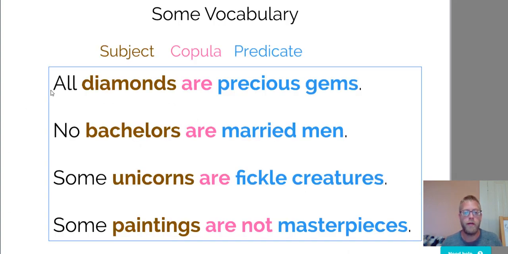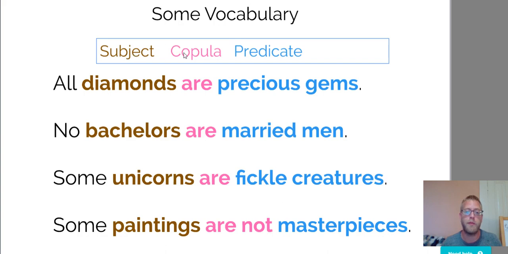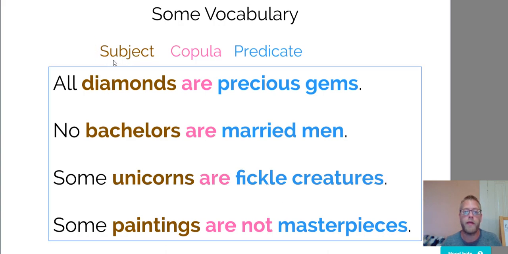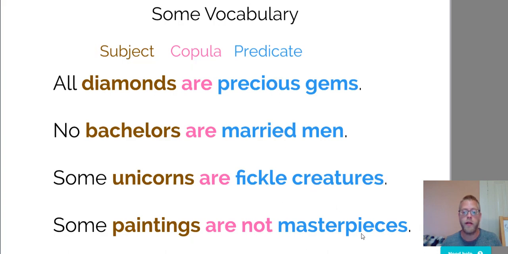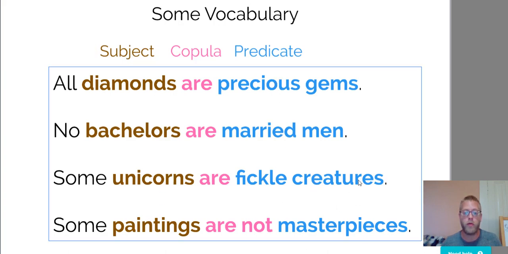So here I've put a universal affirmative, a universal negative, a particular affirmative, and a particular negative categorical statements, just particular examples of each of those. And then you can see how it breaks down in terms of the subject, the copula, and the predicate. So all the ones in brown, these are the subjects of the sentence. That's what the sentences are about. And everything in blue, these are the predicates. That's what we're saying about the subjects. We're saying something about them.